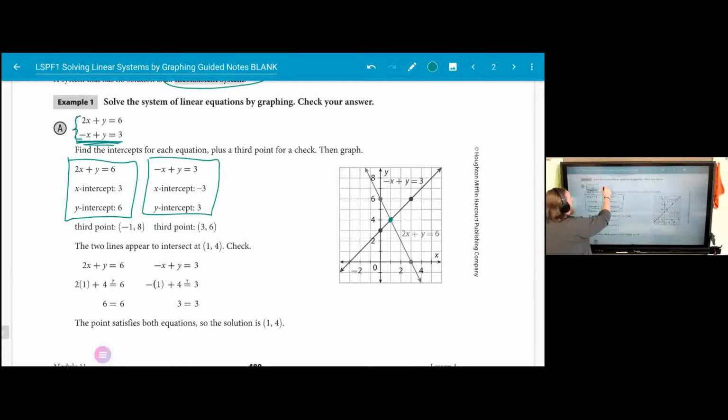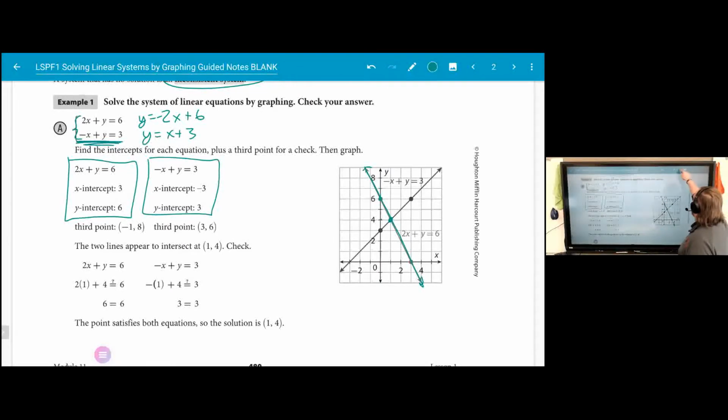We could solve both of these for y. Y equals negative 2x plus 6. Y equals x plus 3. If I was doing that top one, I would plot 0, 6 as my y-intercept. I go down 2, right 1, down 2, right 1. And I could draw my line through those points.